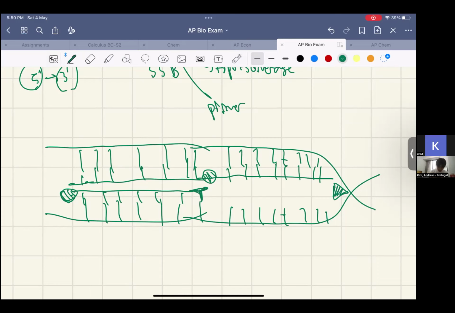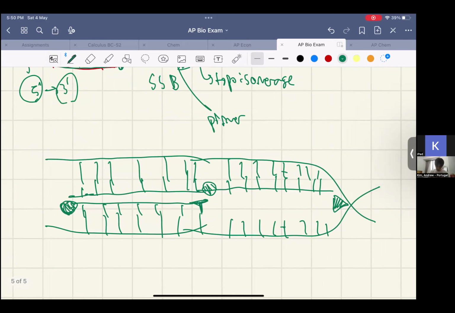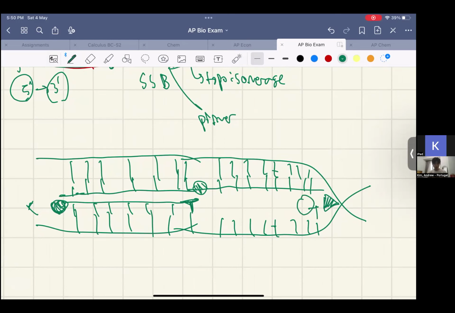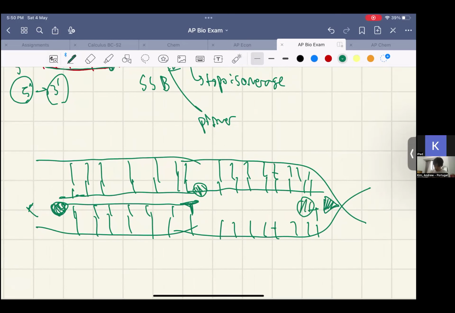But now for the downward side, what are we going to do? There's nothing left to copy this side. We got to copy this side, right? So what happens is new primer and new DNA polymerase is added to the new site where you have more nucleotides to copy. And once the two are added, of course, the replication process would continue.